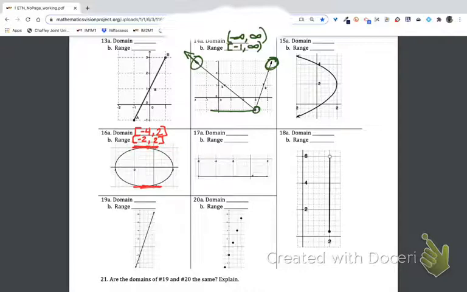For number 18, 18 is a little bit tricky because it's just a vertical line. Well, how far left or how far right can we go? It's just 2. So sometimes it's written with curly braces around it.